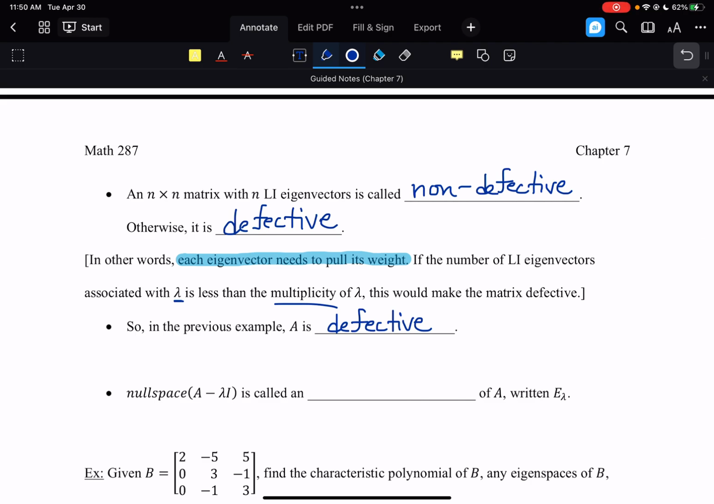And again, we'll look more in future sections at the implications of what it means to be defective versus non-defective. But for right now, this is kind of where we're at. Each eigenvalue needs to pull its own weight. That says eigenvector, doesn't it? That should say eigenvalue. Each eigenvalue needs to pull its own weight.